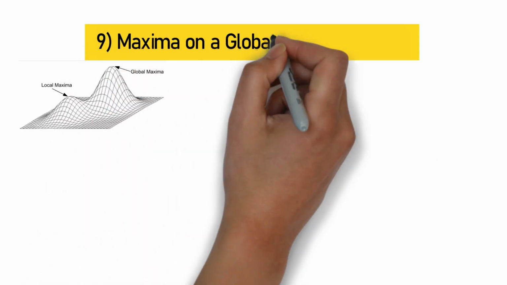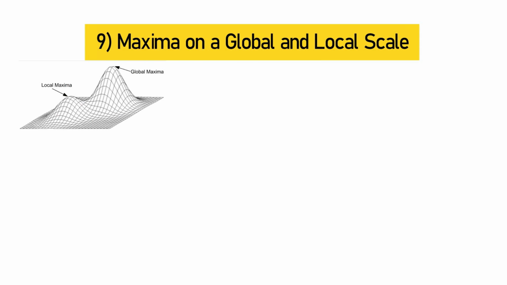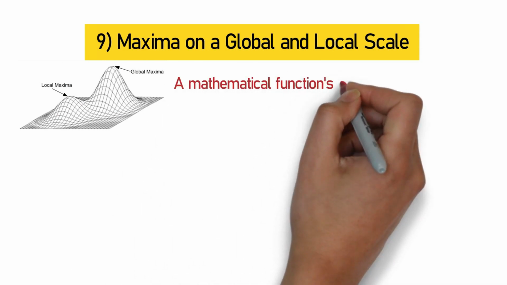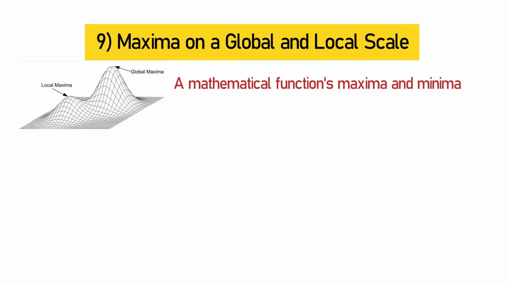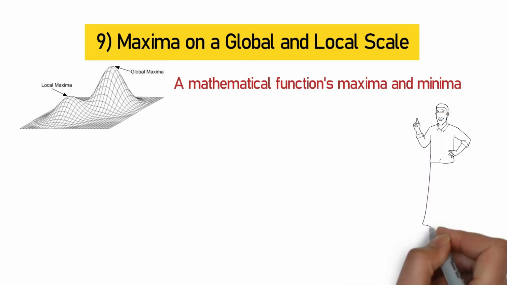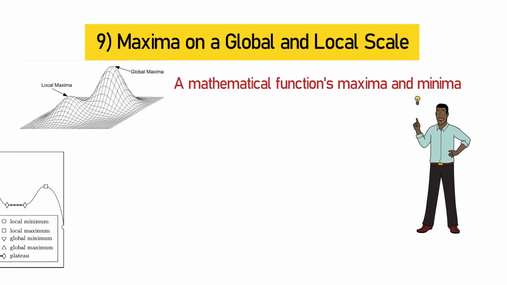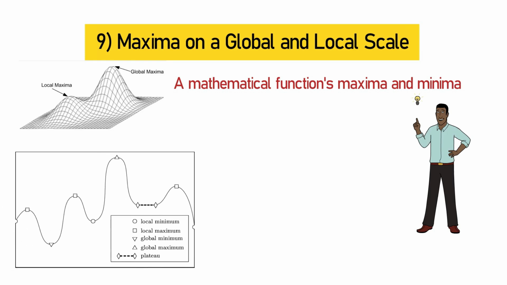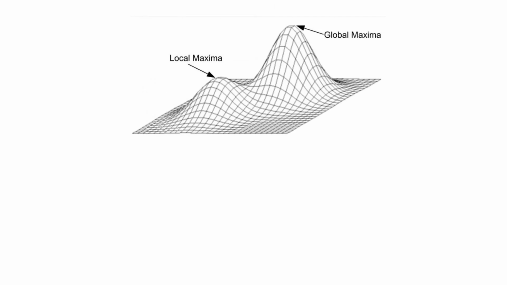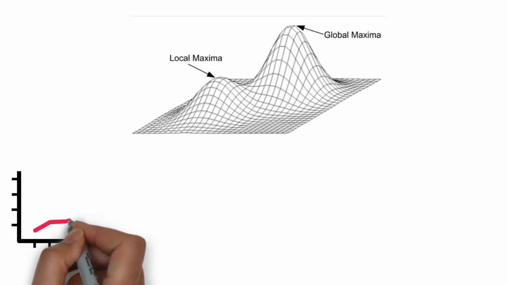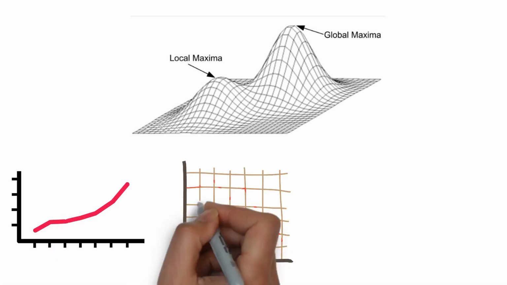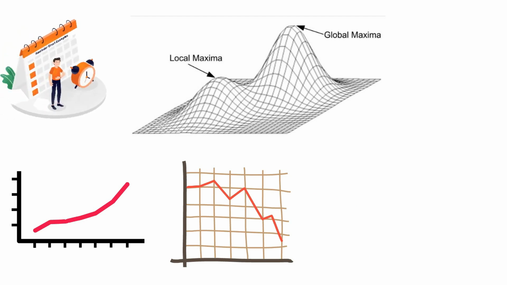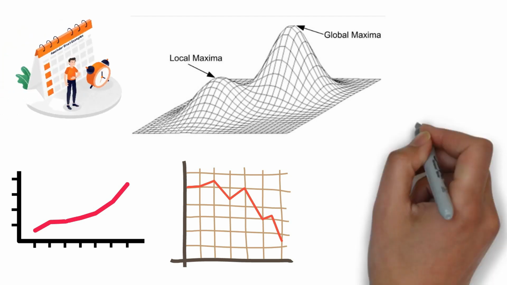Number 9. Maxima on a global and local scale. A mathematical function's maxima and minima are its largest and smallest values across its domain. Although there is only one maximum value, the global maximum, smaller peaks of value, all known as local maxima, can exist within a given range. Global and local maxima assist us in identifying peaks and determining whether there is still room to go higher or lower. It also serves as a reminder that sometimes we must descend in order to ascend.